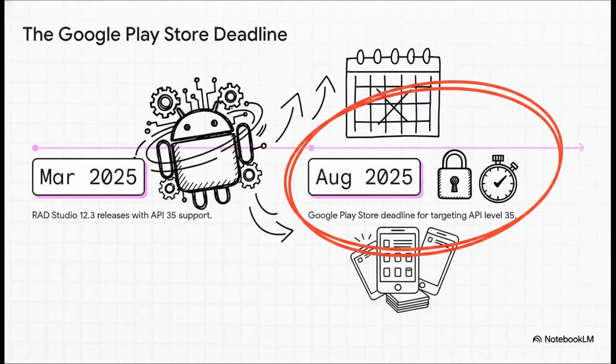And let me be clear, this is not a friendly suggestion. There's a ticking clock. Come August 2025, if your app isn't up to snuff, you're locked out. No more updates, which, as any developer will tell you, is a really big deal. It's not optional, it's do or die.